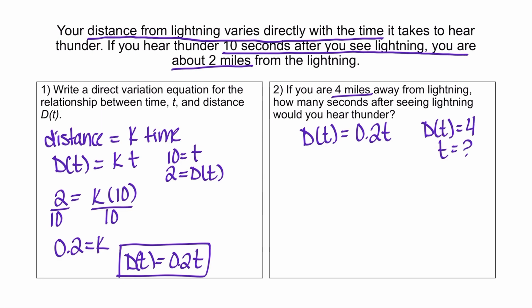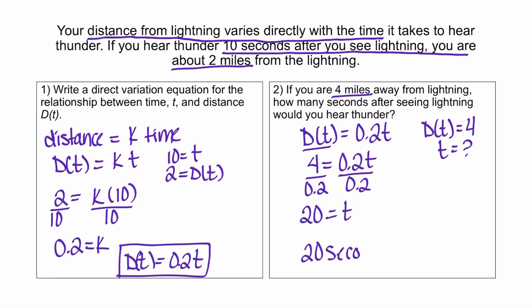So I'm going to plug into this equation and I get 4 equals 0.2 times t. Now to solve for t, I need to divide both sides by 0.2. So I'm going to do 4 divided by 0.2, which gives me the value of 20. So 20 equals t. So 20 seconds would be my answer for this problem.